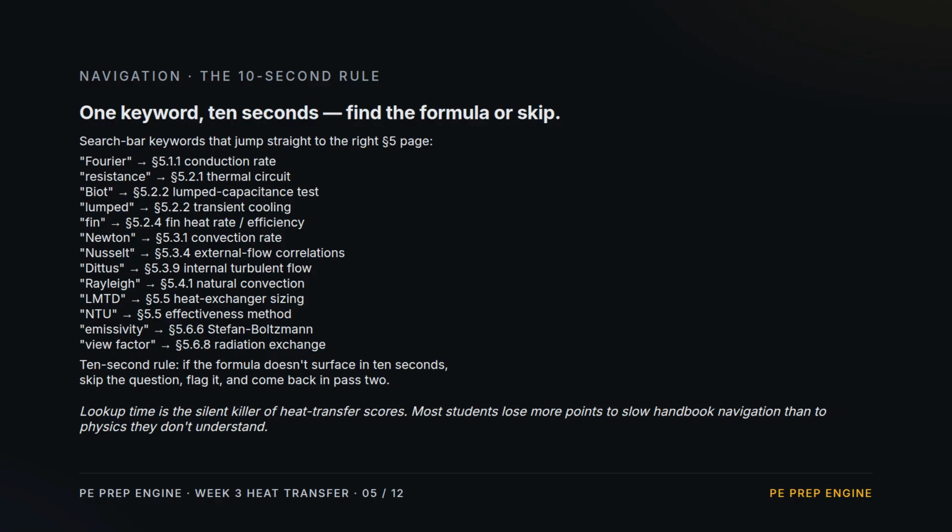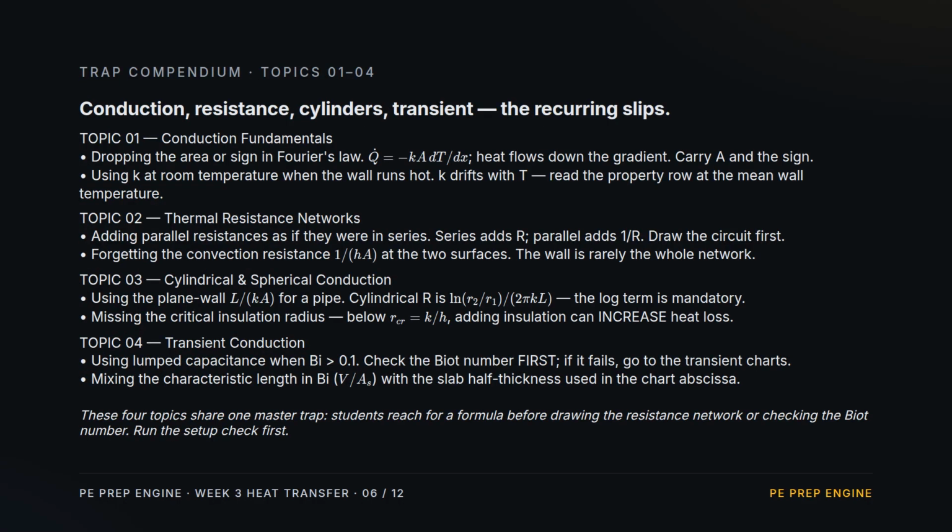The 10-second rule. Open the search bar, type 1 keyword: Fourier, resistance, Biot, lumped, fin, Newton, Nusselt, Dittus, Rayleigh, LMTD, NTU, emissivity, view factor. If the formula doesn't surface in 10 seconds, skip, flag, and return in pass 2. Don't dig, don't scroll. Most students lose more points to slow navigation than to physics. Make search a reflex. And handbook first, memory second. Don't memorize the correlations or property tables. Know where they live.